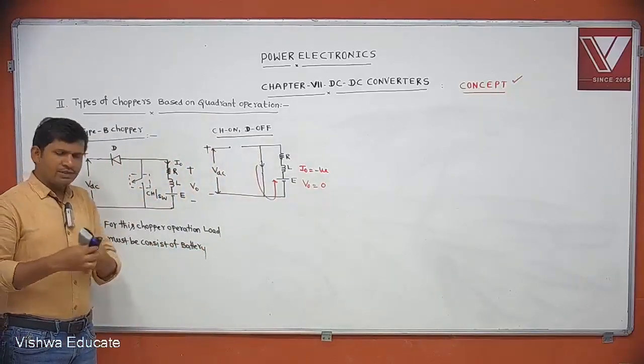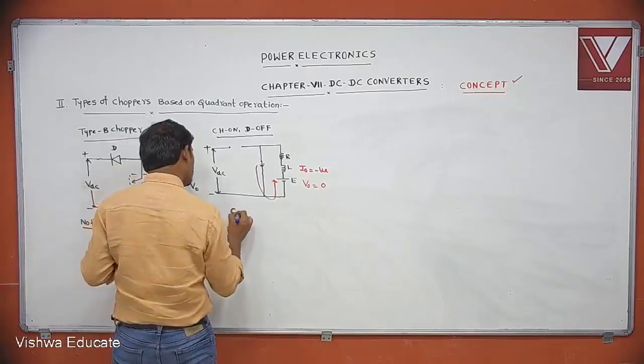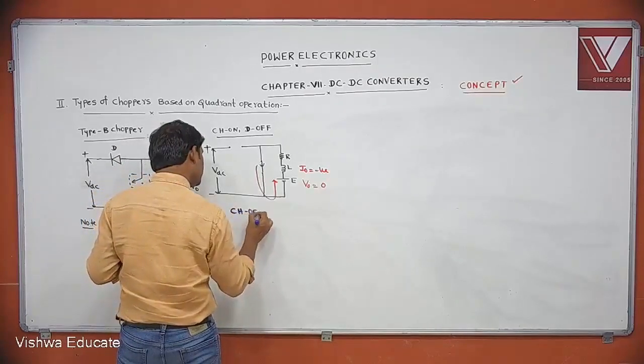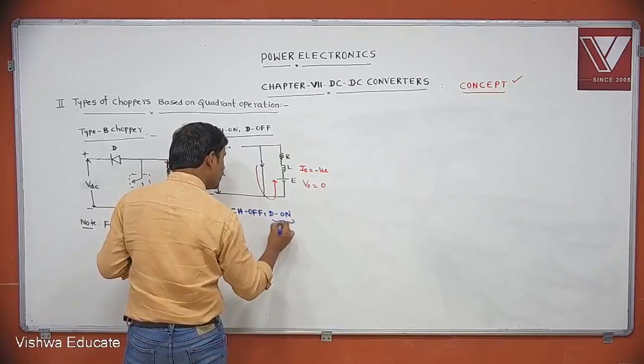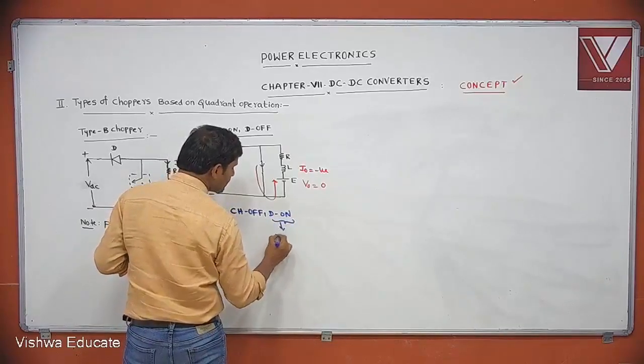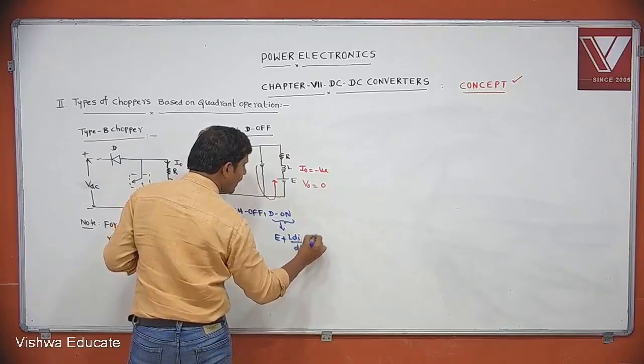But one operation is one on and one off. Chopper is off, diode is on. How is this diode on? This diode is on because E plus L di by dt is greater than Vd.